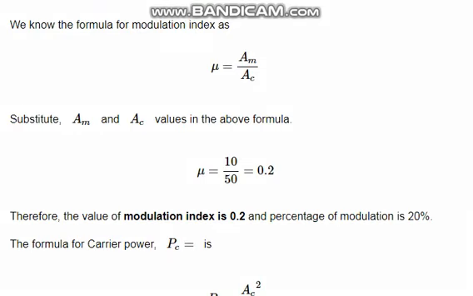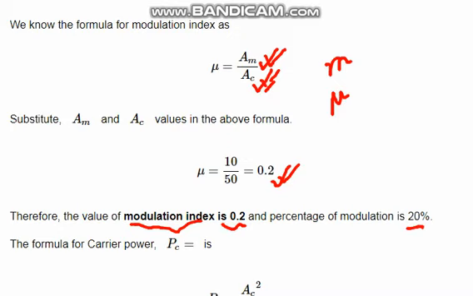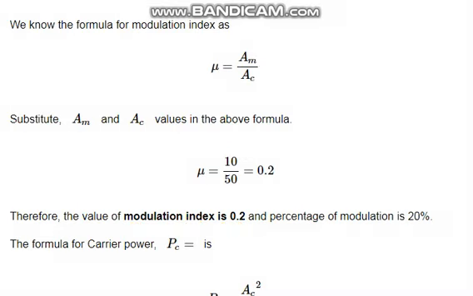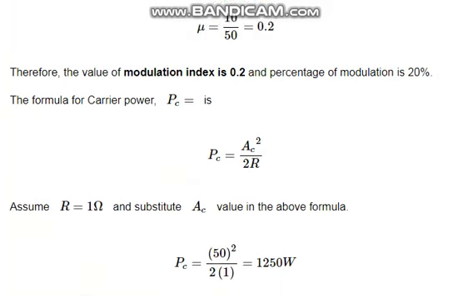Now that is the formula of the modulation index, mu. In some books it is denoted as m, and in some books it is denoted by mu. It is the amplitude of the modulating signal divided by the amplitude of the carrier signal. After dividing we get mu equal to 0.2. So the modulation index is 0.2, which means the percentage modulation is 20%. That means there is 20% modulation in the signal.